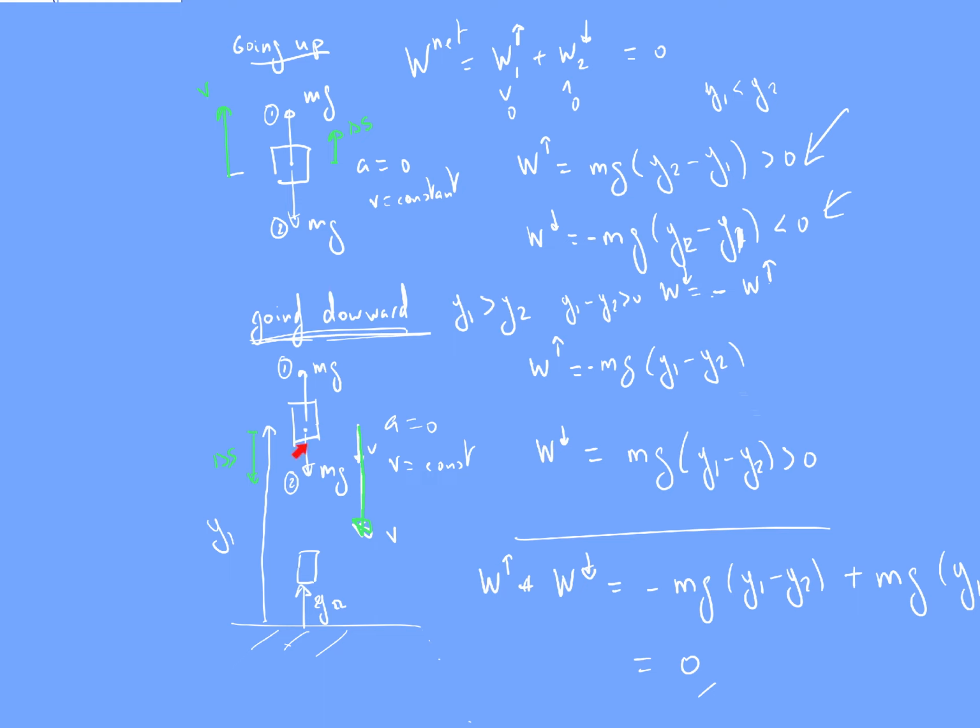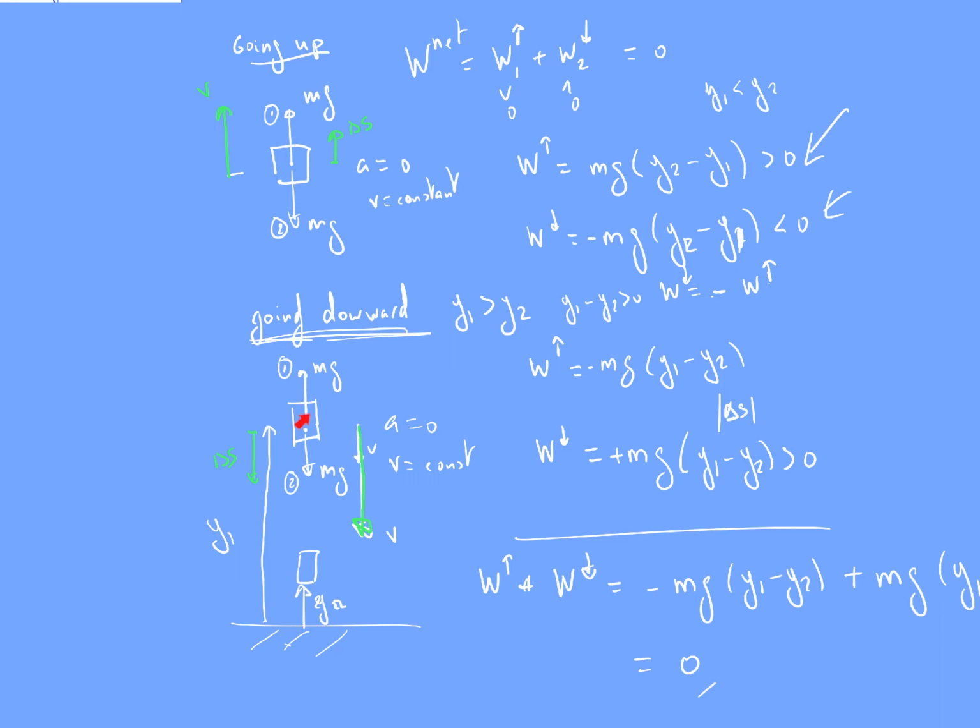The force that is going down is the weight mg. In going from here to here, the weight goes in the direction of the displacement. So the force is plus mg, by the magnitude of the displacement. The magnitude of the displacement is y1 minus y2, because this is something positive. So the work of the force that is going downward is plus mg(y1 minus y2), which is positive, while the work of the force that is going upward is negative.